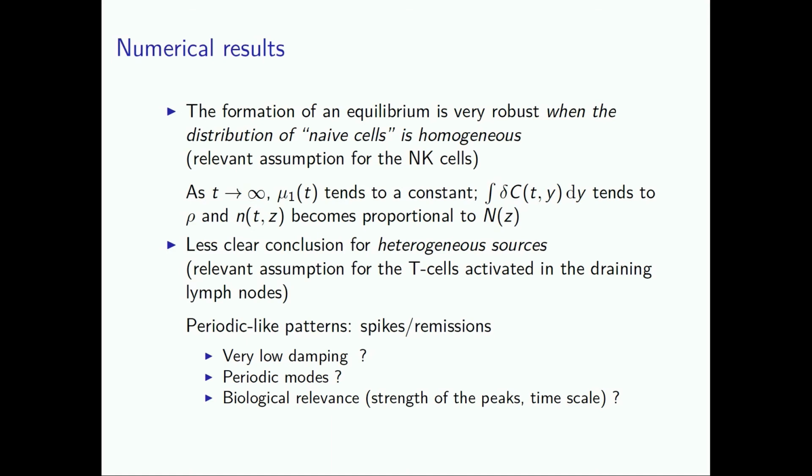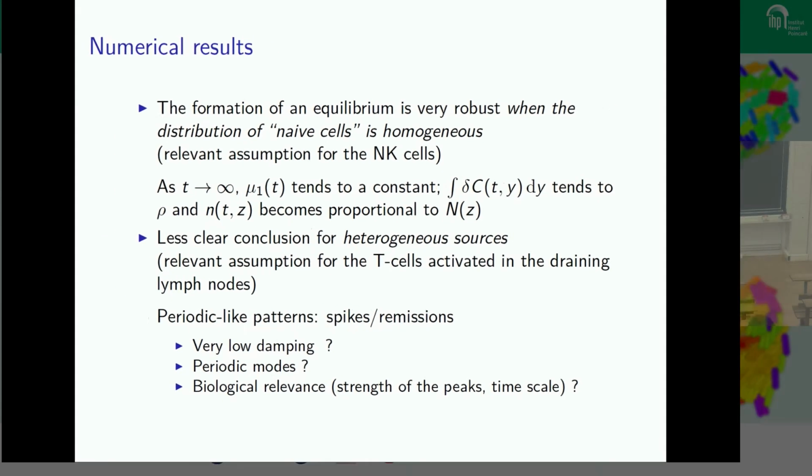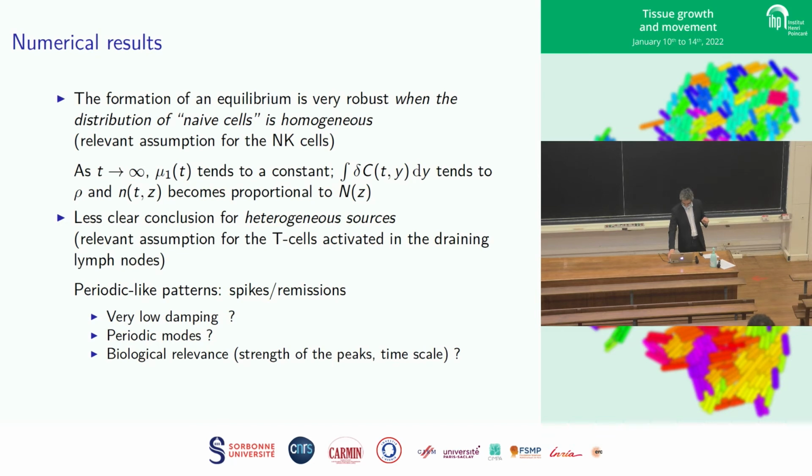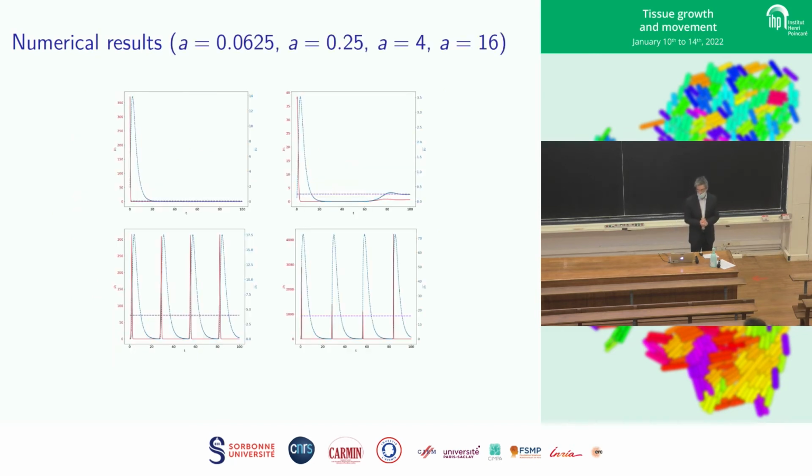Okay. So this is in the case of homogeneous distribution of resting immune cells. This is a bit different when we are playing with a distribution of immune cells which is non-homogeneous. So this is a case where we are looking at the T cells which are just stocked in the draining lymph nodes, and they need to be activated and to move towards the tumor. Okay, and what we observe is really different. We observe some kind of periodic pattern, something that looks periodic, with spikes and remission. So here are the numerical results. When A is small, you have still the damping as before. When A is increasing, in the case of non-homogeneous distribution of immune cells, we have this appearance of peaks and remission phases that look really periodic.